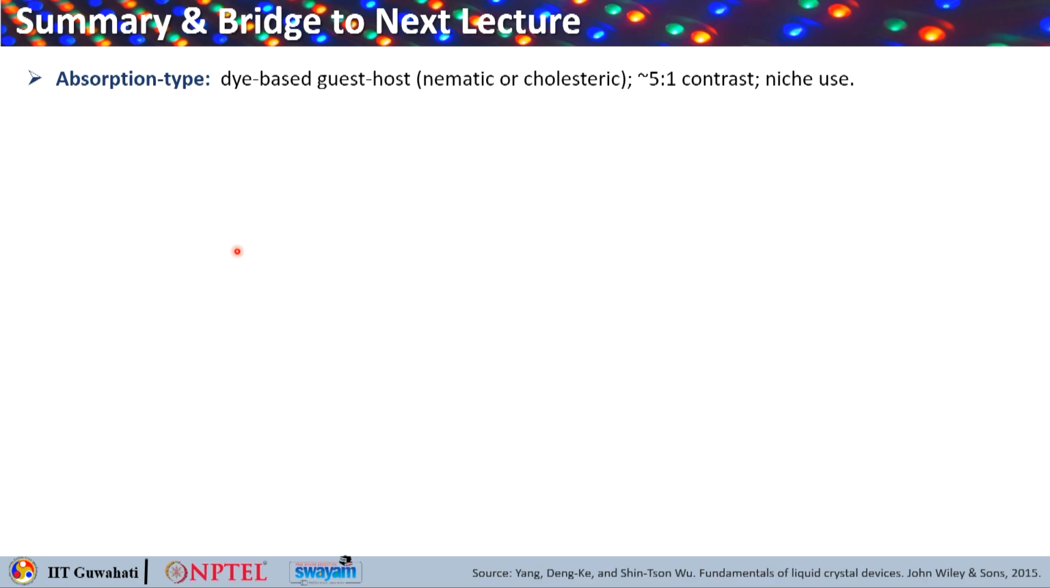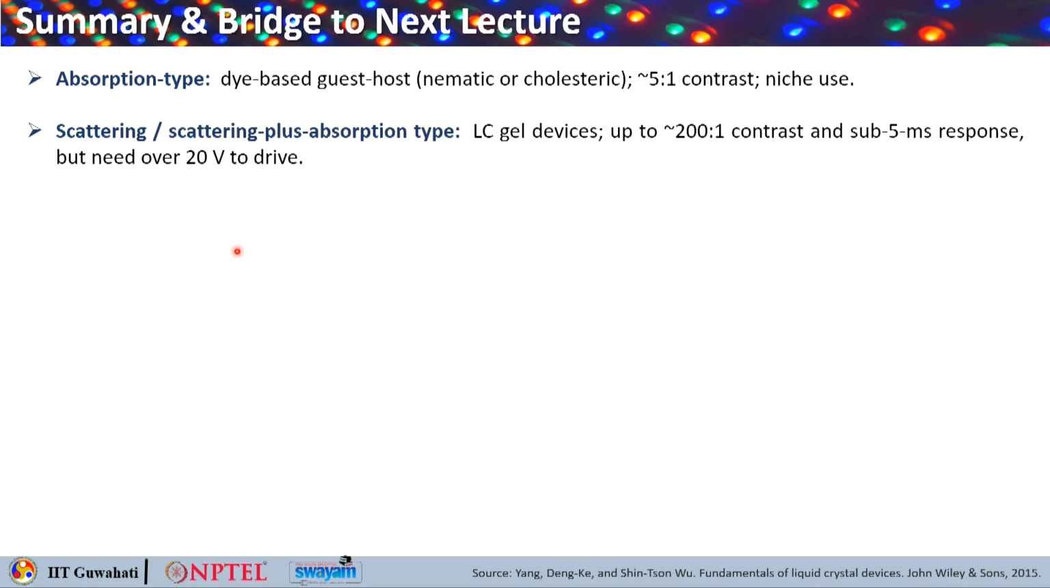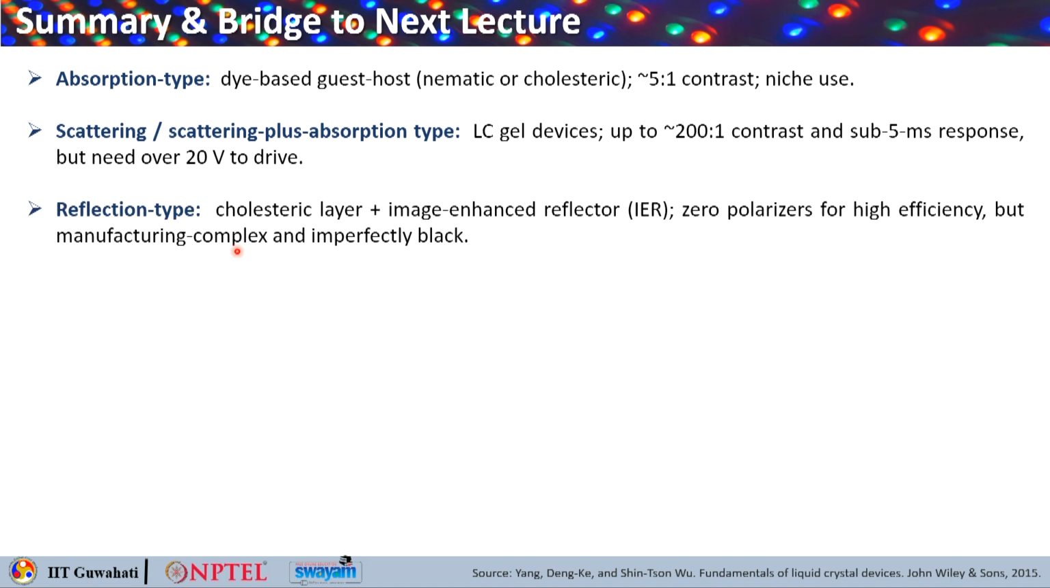The absorption type is a dye based guest host kind of system. You can have it in nematic or cholesteric liquid crystal. In both cases, the contrast ratio is typically 5:1, so it is only used for niche applications. You can go for simple scattering or scattering plus absorption type with liquid crystal gel devices, where you can go up to 200:1 contrast ratio and achieve sub 5 millisecond response time, but the driving voltage requirement is high, over 20 volts.